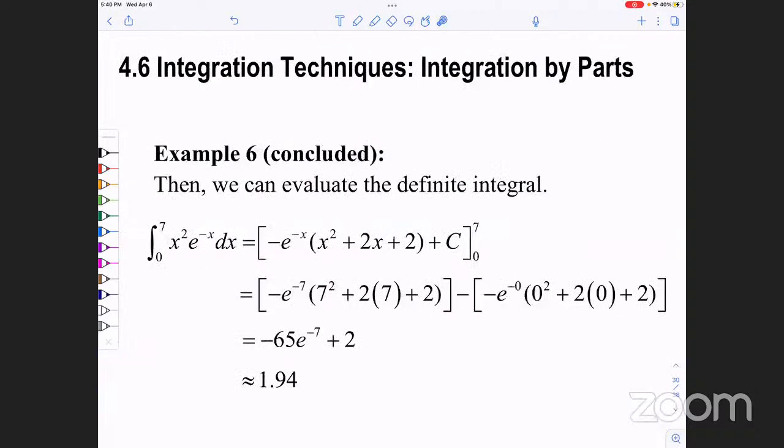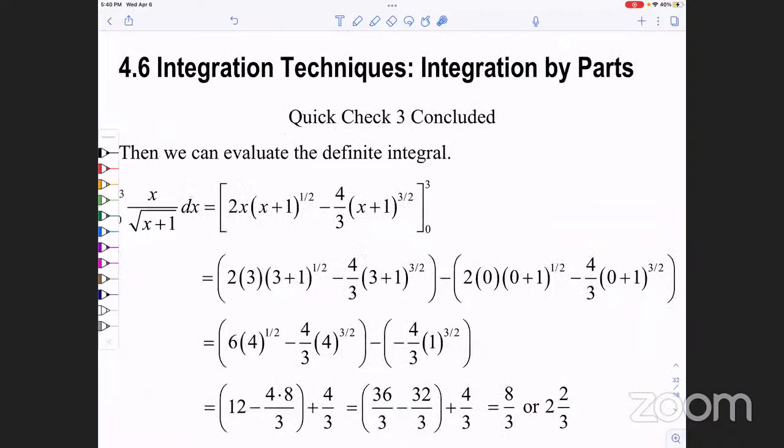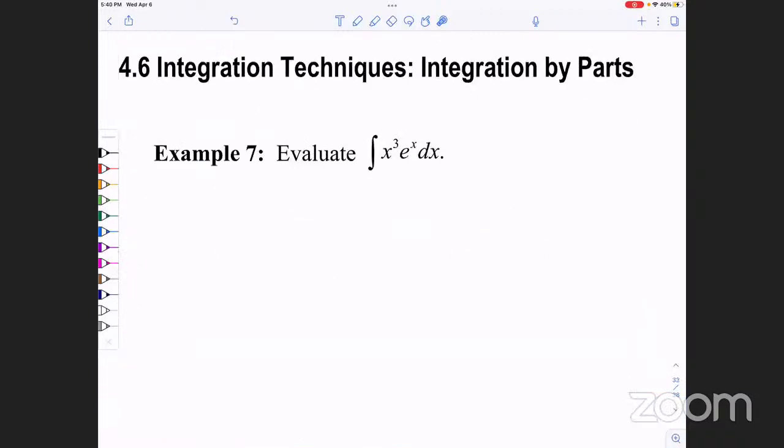And then you do the limits of integration. So you evaluate as x goes from 0 to 7. Okay. I'm just going to piggyback off of that. Let's see. Let's quick check. I usually leave that as an exercise.